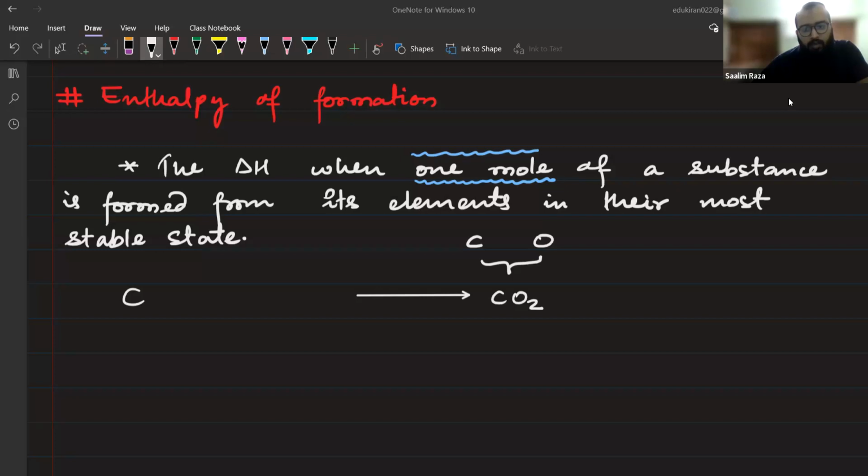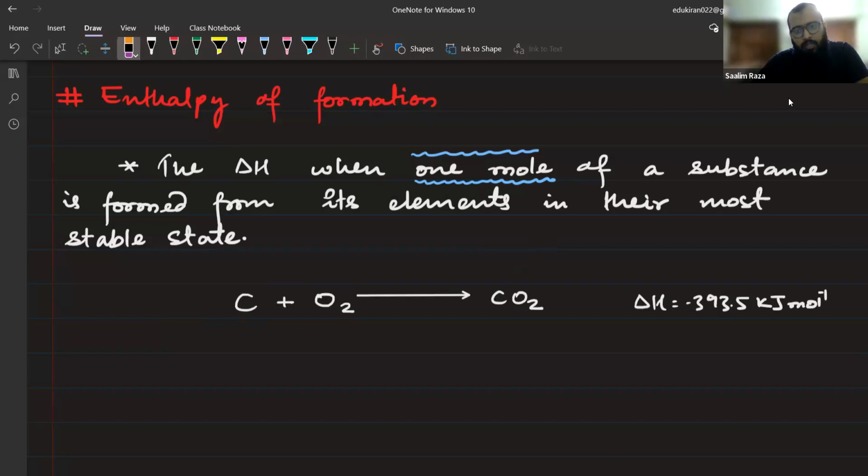Gases. So gases state, O2 gas plus O2. Okay, so when this reaction happens, we will get 1 mole of carbon dioxide. And as we have seen earlier, it is going to release an energy of minus 393.5 kilojoule per mole. So whenever they say enthalpy of formation, they are talking about a reaction, and this is the reaction.